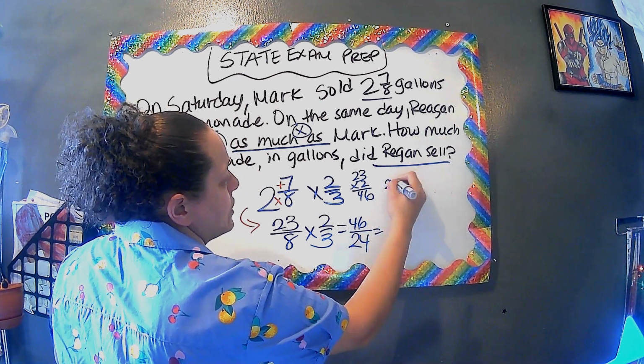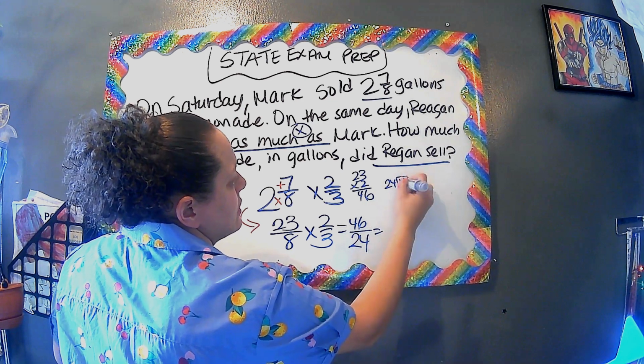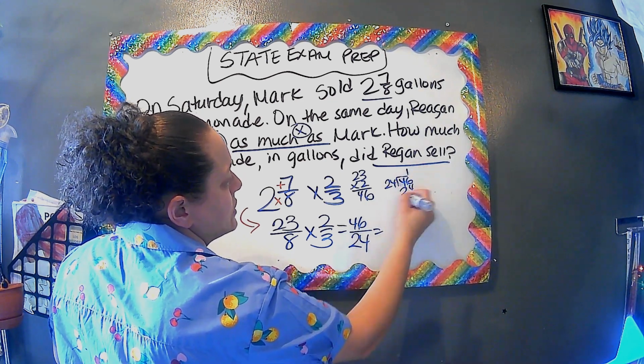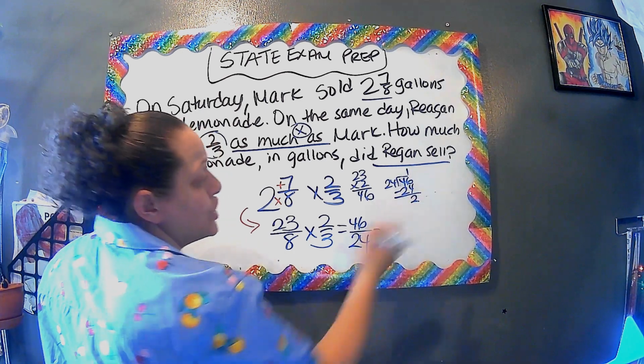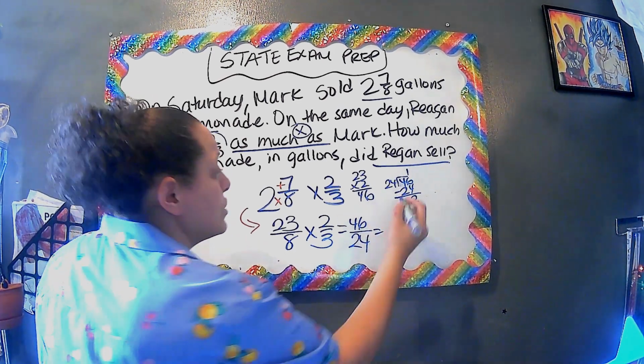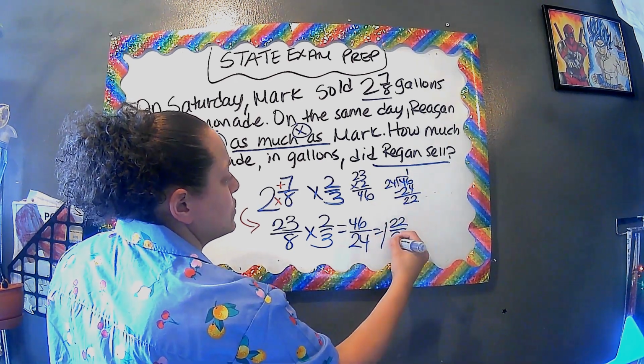Remember, we have to do 46 divided by 24. Right? So that's 1 with a remainder. Remember, we subtract. So 6 minus 4 is 2. 4 minus 2 is 2. So now we're left with 1 and 22 over 24.